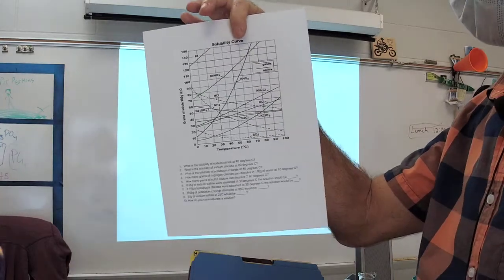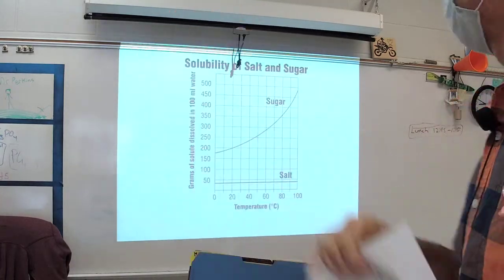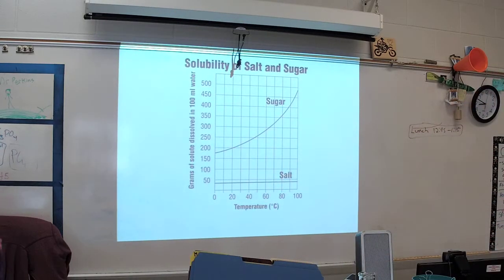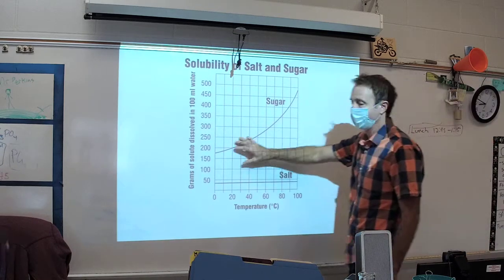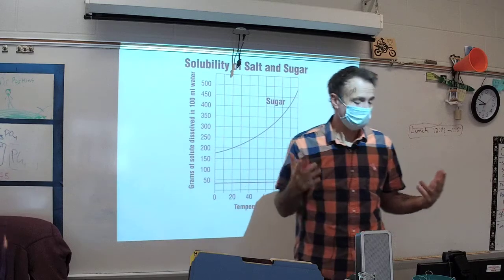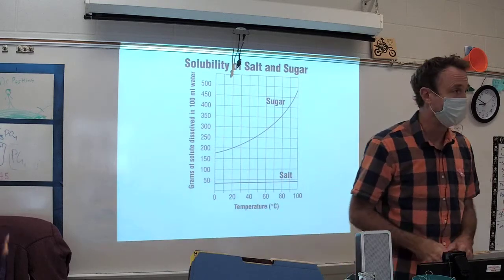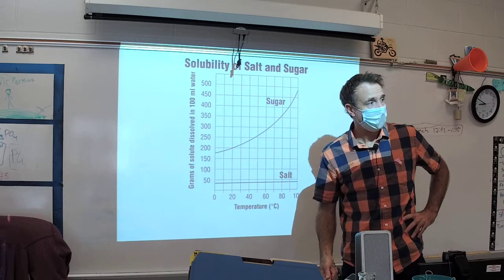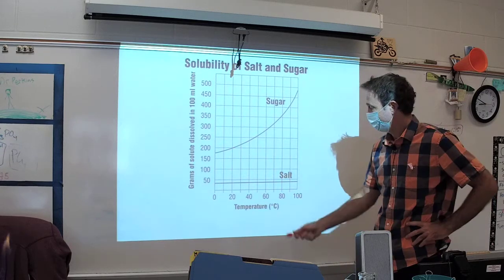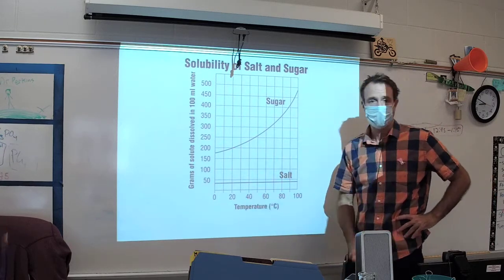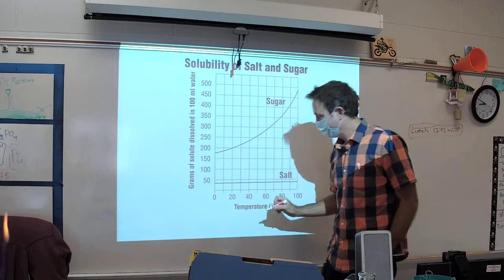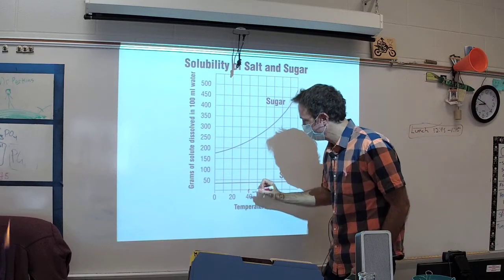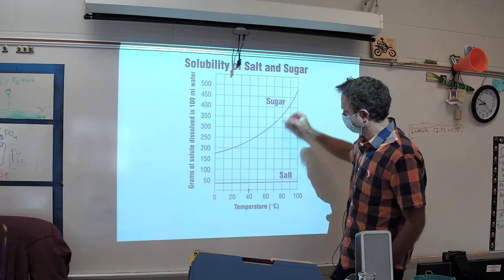You're going to have a worksheet like this, okay? And it's going to talk about a graph. Well, let's take a look at this graph. I could ask you simple questions about the graph. I could say, what is the solubility of sugar at 40 degrees Celsius? And you go, okay, here is 40 degrees Celsius, and here is the line for sugar.